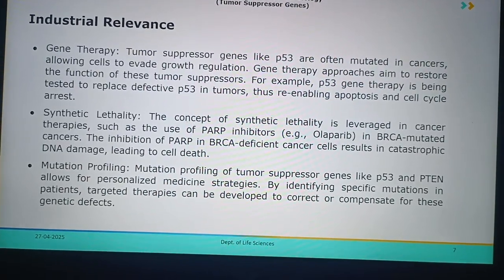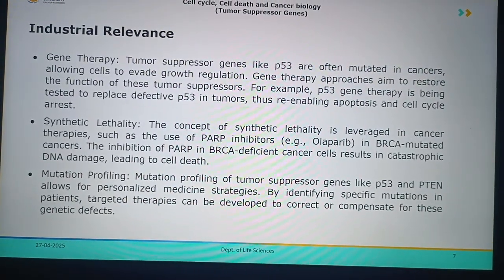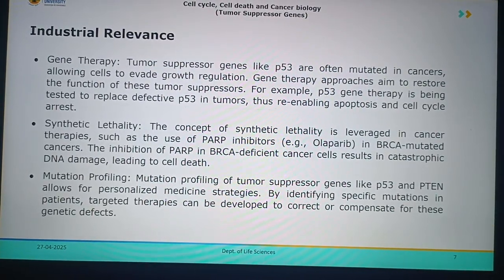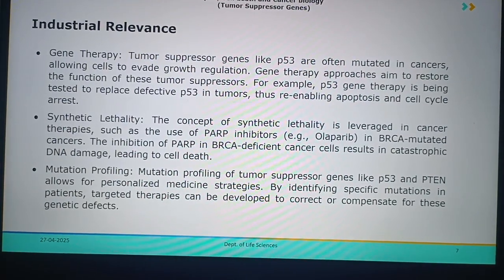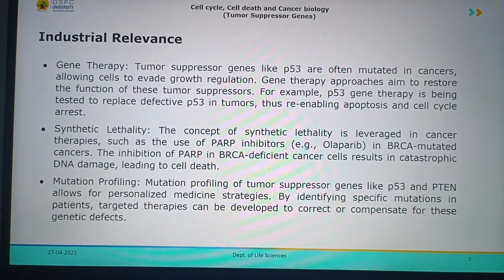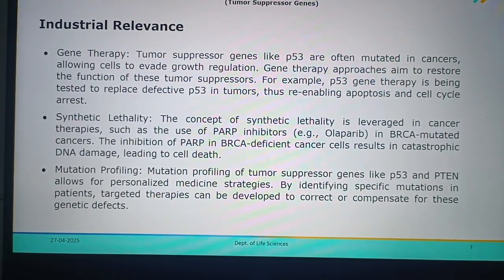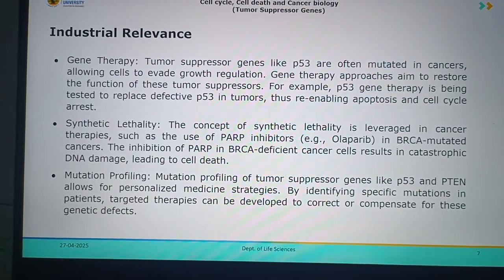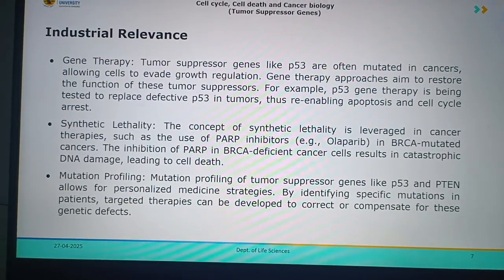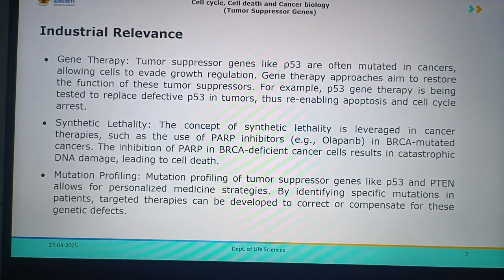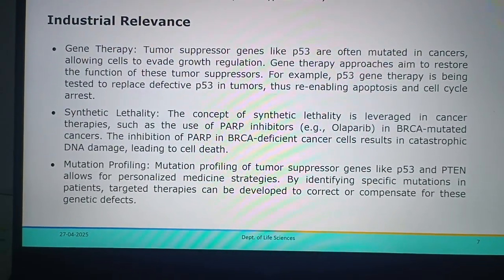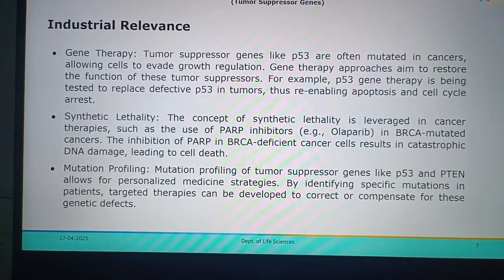Synthetic lethality. The concept of synthetic lethality is leveraged in cancer therapies such as the use of PARP inhibitors, for example olaparib. In BRCA-mutated cancers, the inhibition of PARP in BRCA-deficient cancer cells results in catastrophic DNA damage leading to the cell's death.